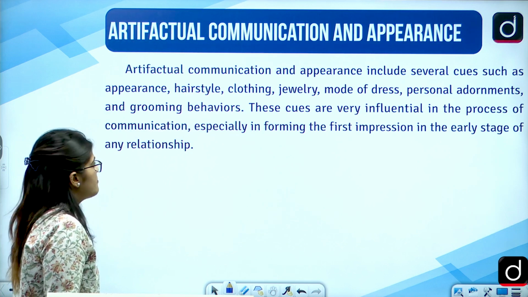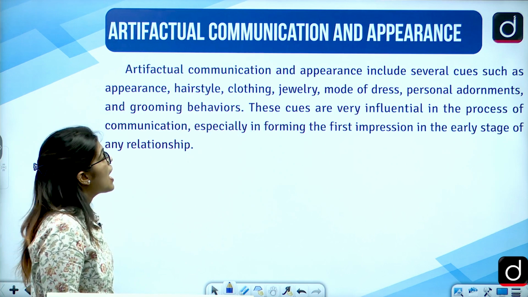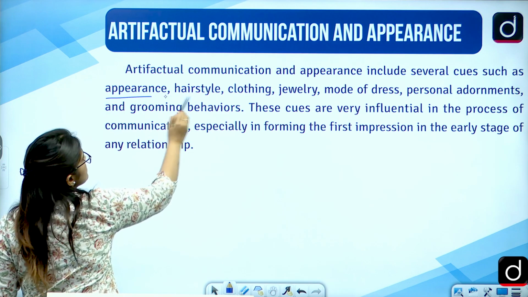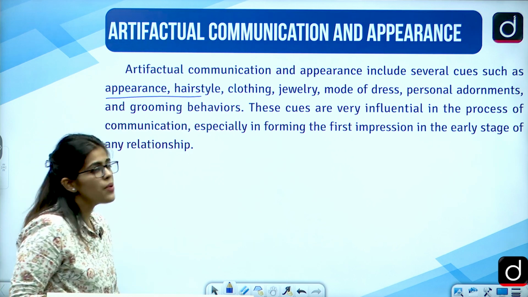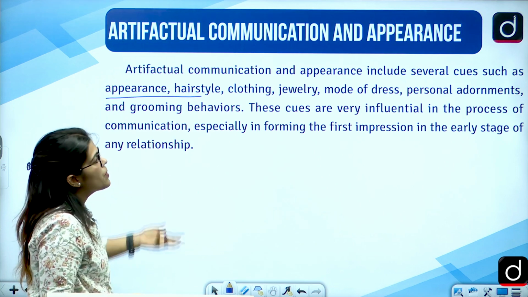Then comes the artifacts. So artifacts, or the artifactual communication and appearance, includes several cues such as the appearance, the hairstyles, the clothing, the jewelry, the mode of dress, personal adornments, or the grooming behaviors.